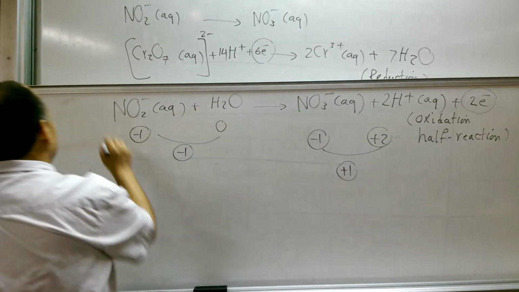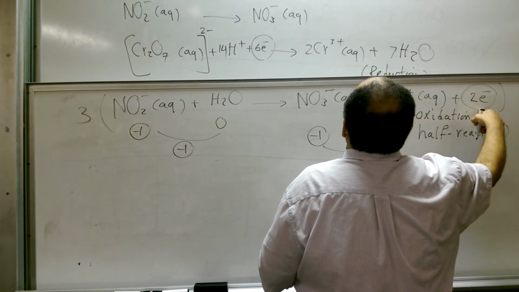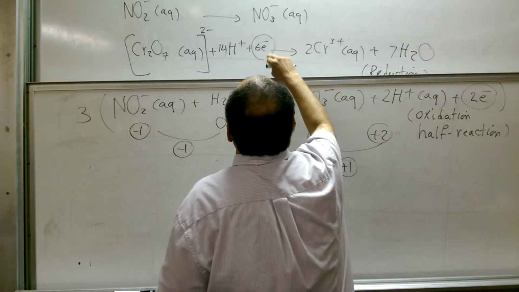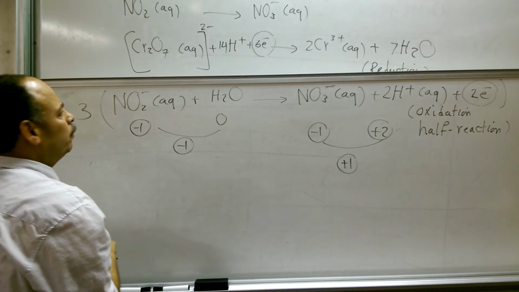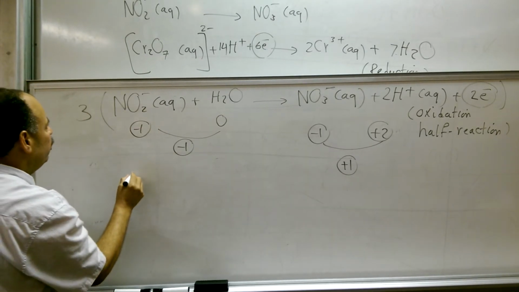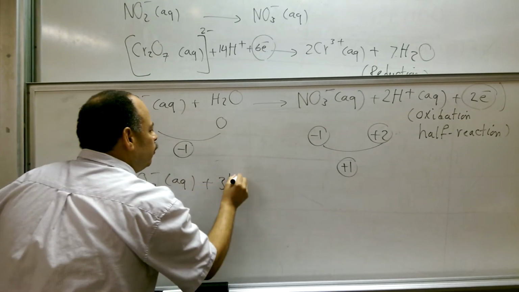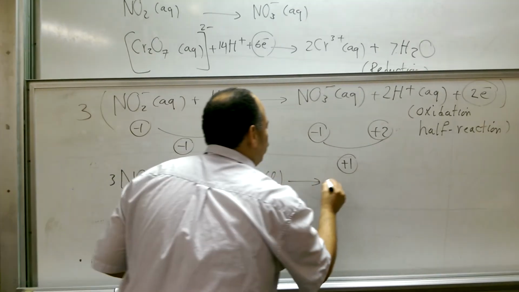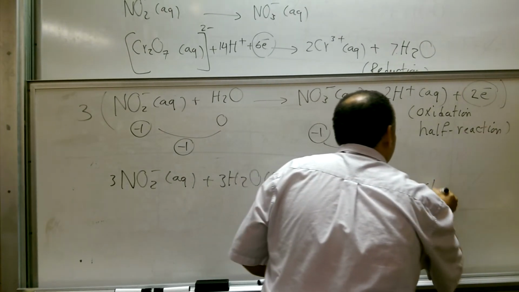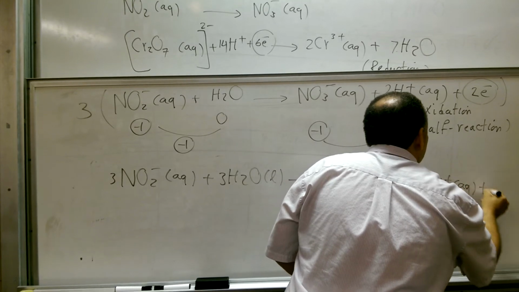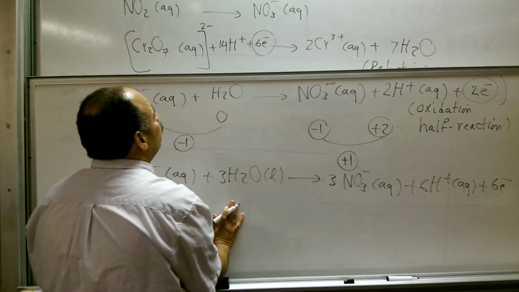Then we need to multiply this equation by 3 in order to make the number of electrons in the oxidation half reaction the same as the number of electrons consumed in the reduction one before we add the 2 half reactions together. When we do that for this half reaction, it will look like that. It will be 3 of the nitrite ion plus 3 molecules of H2O. That will give 3 ions of the nitrate ion plus 6 hydrogen ions plus 6 electrons. All right, that will be the reduction half reaction.